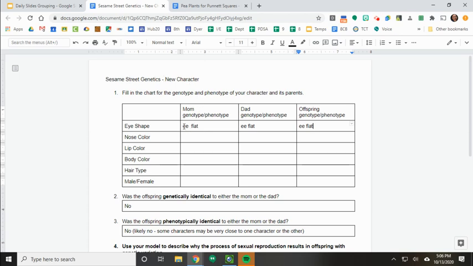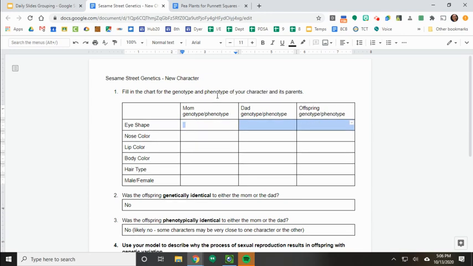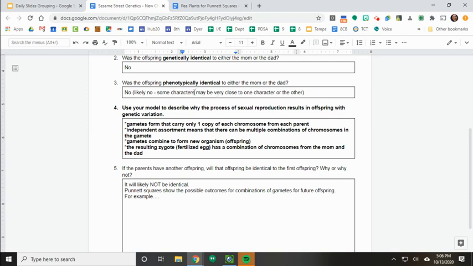Okay, so I'm going to take that information out, and then I'm going to run through what we talked about in class today. So we had different people who crossed Zoe and Elmo, and we had them share out their information. As we went through it, not all of the people who crossed Zoe and Elmo got offspring with the same eyes. Some had flat eyes, some had Google eyes. Not all of them got the same nose color. Some had pink, some had, I think it's orange.